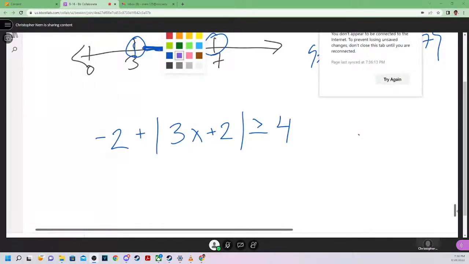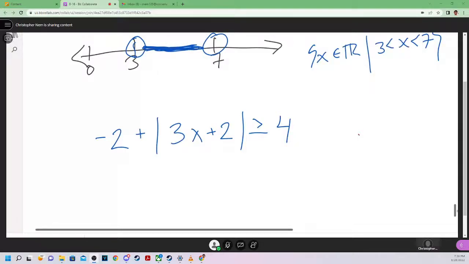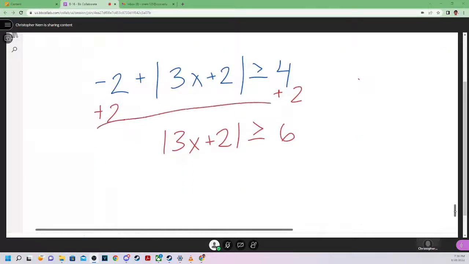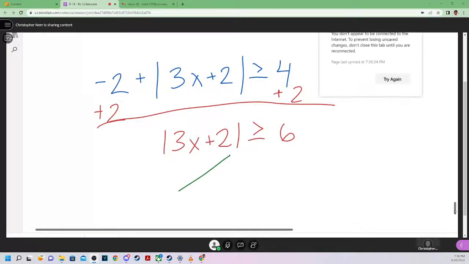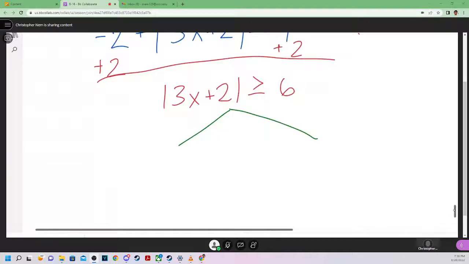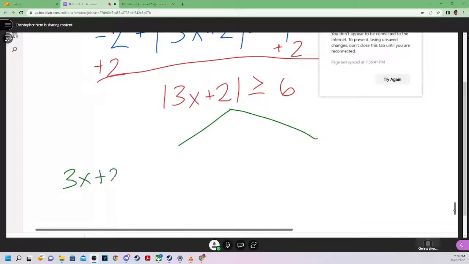first, I have to isolate my absolute value symbol. It is not isolated, so I gotta get rid of this minus 2. And I have to move it. If I get rid of it, I get |3x plus 2| is greater than or equal to 6. Boom. So now it's isolated. Great. Now I can actually break it into the positive and the negative solution. So the positive solution is the exact same thing without the absolute symbol. It's that easy. Should not be hard.